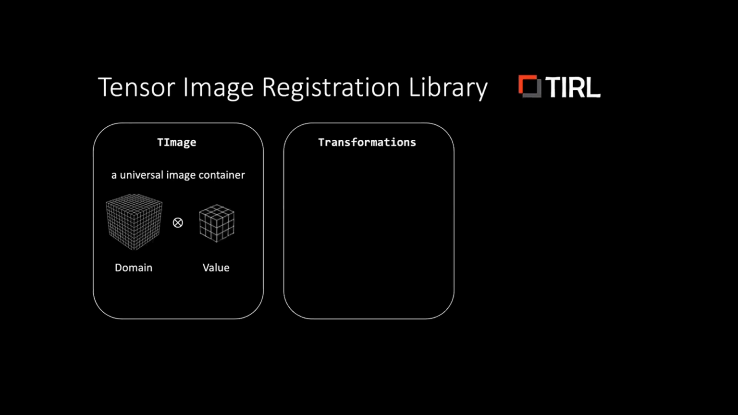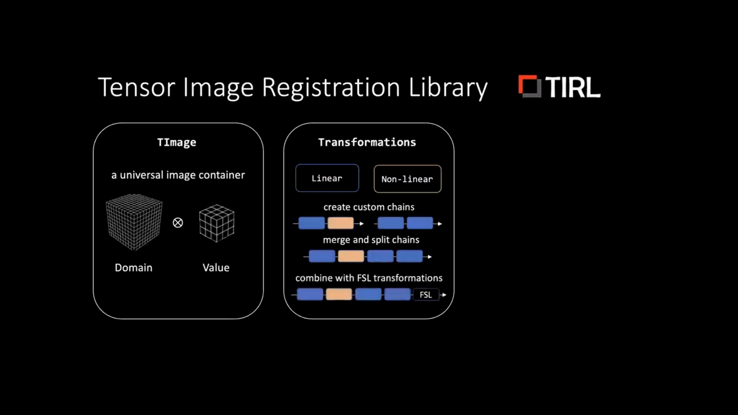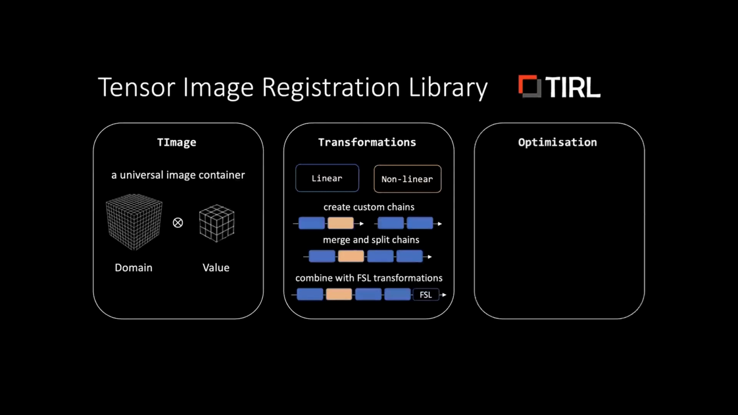So with this image, you can define transformations of the domain. And the transformations are obviously either linear or nonlinear. And the good thing is that you can chain them up. You can stack as many transformations after each other as you'd like. You can create your custom transformation chains, and you can optimize the transformations either by one or by a collection of them, create different combinations of them, merge and split the chains if necessary, and combine them with FSL transformations, because all these transformations are entirely interoperable with FSL.